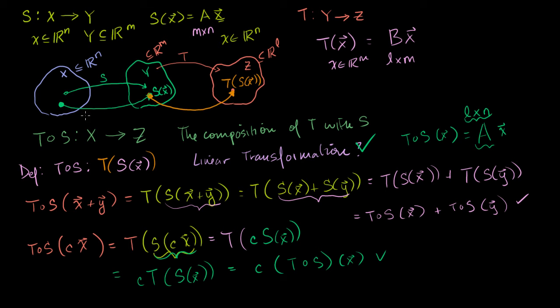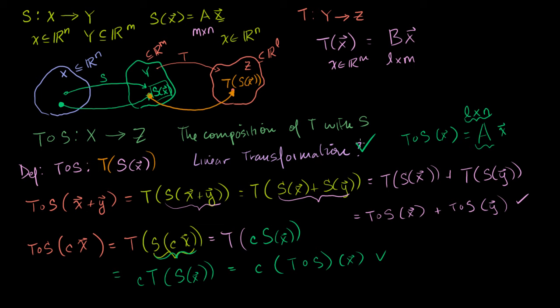We said, well, let's create something called the composition of T with S. And what that is, first you apply S to some vector in X to get some vector in Y, and that's your vector right there. And then you apply T to that to get to Z. And so we defined it that way, and our next question was, is that a linear transformation? We showed that it was, because it met the two requirements.